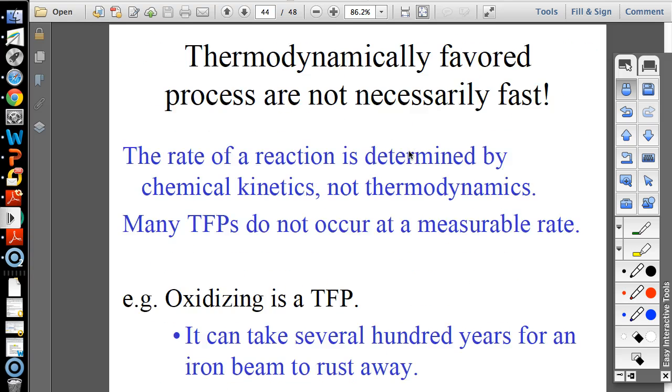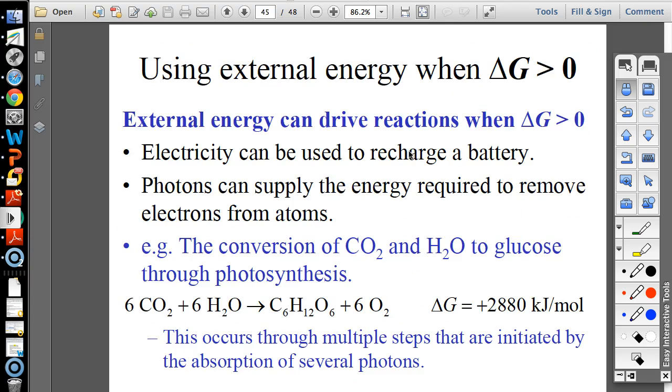So when you have Gibbs free energy as positive and this is endergonic, that means work has to go into the system. So what's going to end up happening is it's going to be paired with a reaction that is exergonic, that can do work to this system. And so that's what we were talking about with like respiration being paired with the formation of ATP from ADP, with ATP being more complex. Electricity can be used to recharge a battery. Photons can supply the energy required to move electrons.